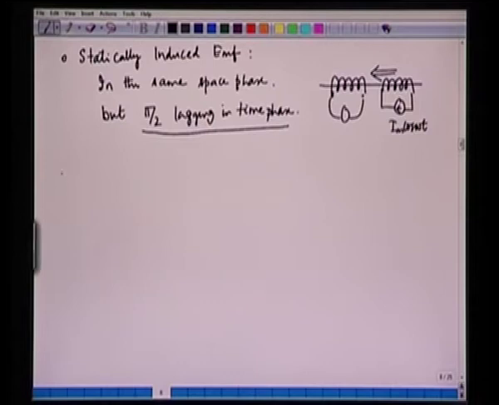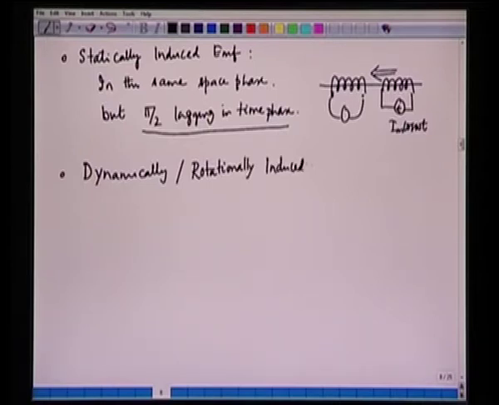Now, if you talk about the dynamically induced EMF or rotationally induced EMF, now this will be maximum when the two coils are in quadrature.